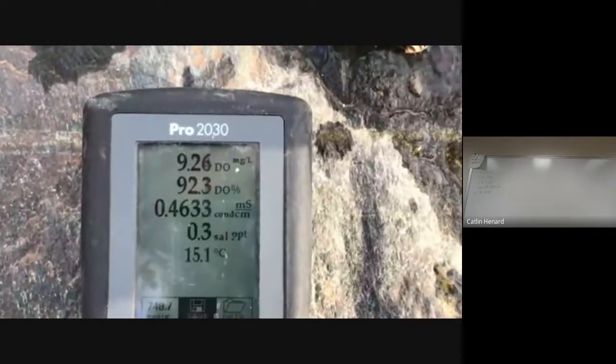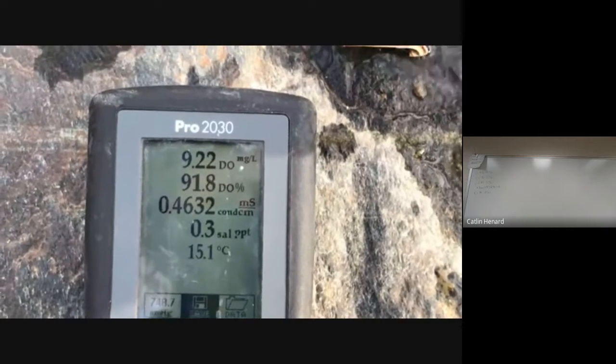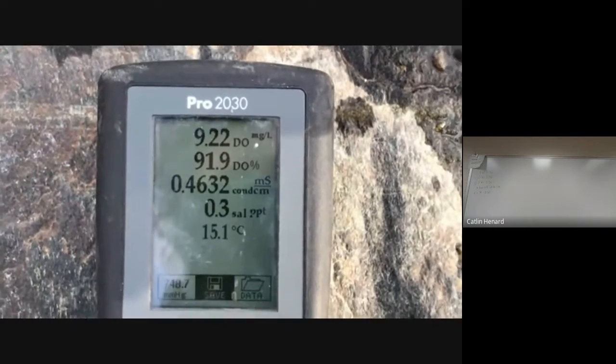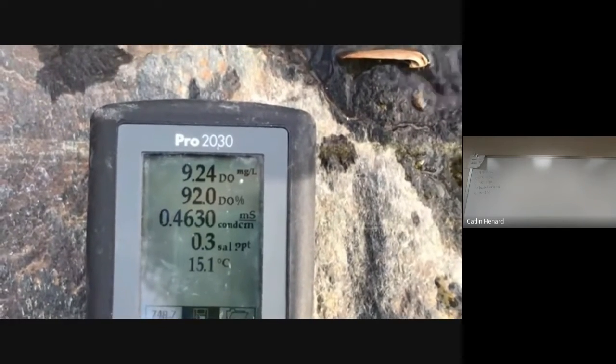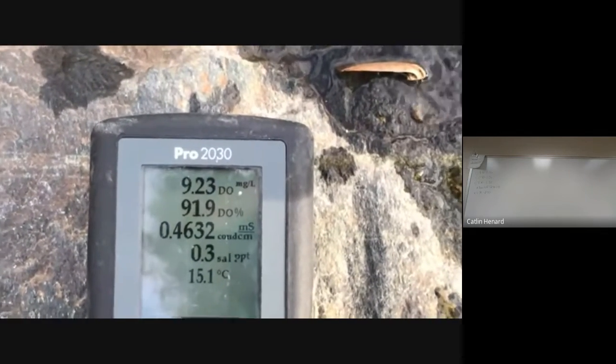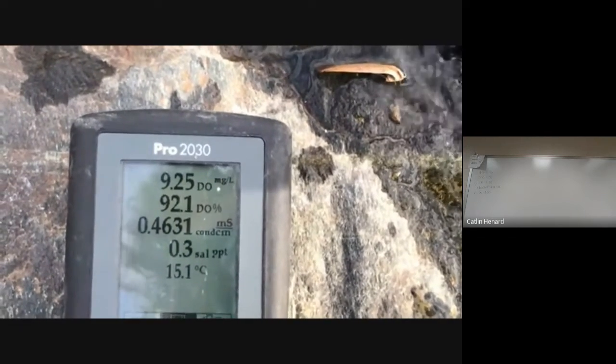As you can see here by this little waterfall, we've got a much higher level of dissolved oxygen. It's 9.24 milligrams per liter compared with our just barely above 5 milligrams per liter just a little ways upstream.